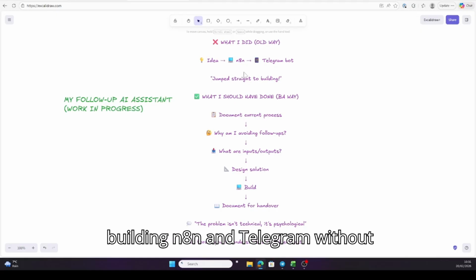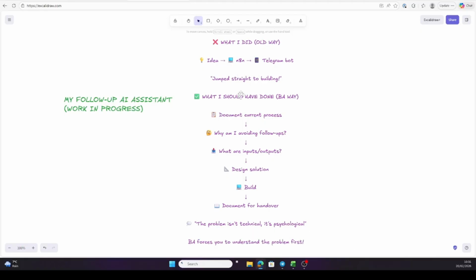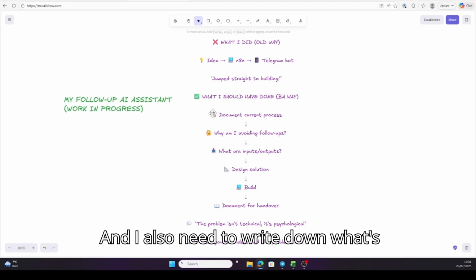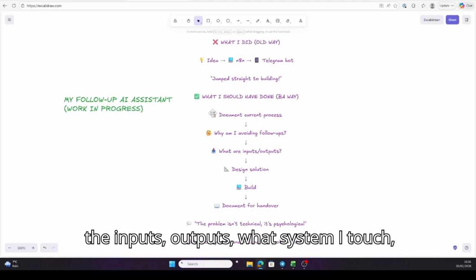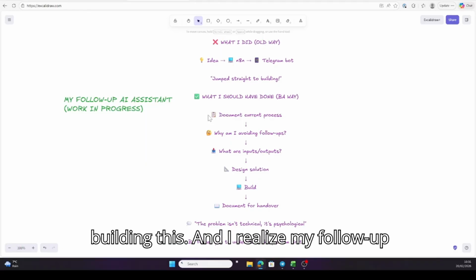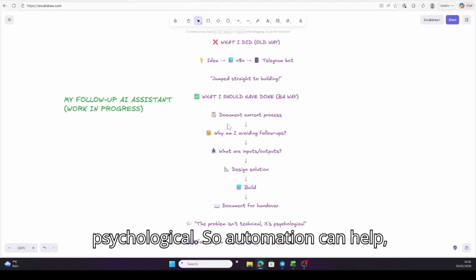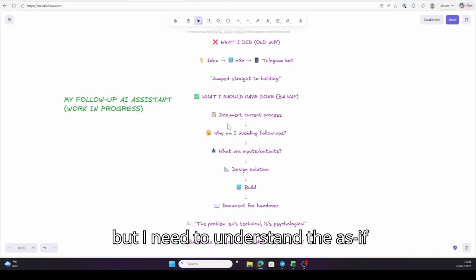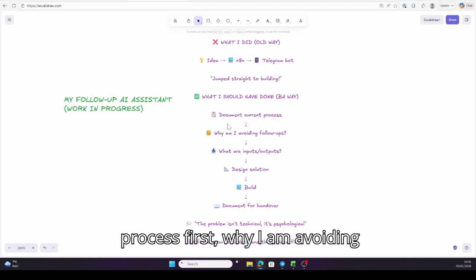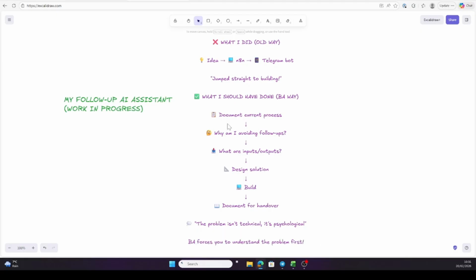I jumped straight into n8n and Telegram without doing the BA work first. I didn't document the current process properly, and I also didn't write down the inputs, outputs, what systems I touch, and there was no proper business case for why I'm building this. And I realized my follow-up problem isn't really technical, it's also psychological. The automation can help, but I need to understand the as-is process first: why I am avoiding follow-ups, what the manual process is now, and what barriers exist.